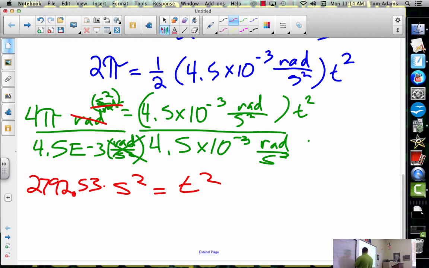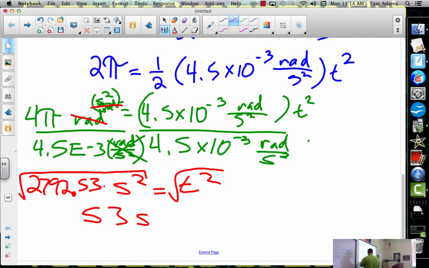Well, what do I need to do? I want time, not time squared. So what do I do? Square root of both sides, right? What happens to my second squared when I take the square root? Seconds. And so when I take the square root of all that stuff, I get about 53, right? So my answer should be about 53 seconds.